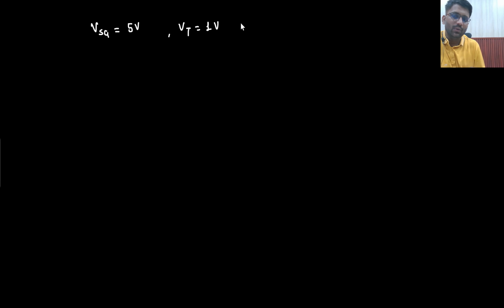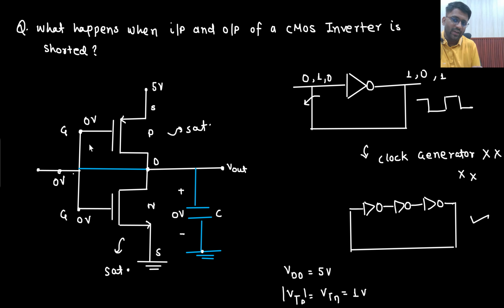So now it is turning on, because VSG is greater than VT. It is turning on and it is in the saturation region. That means it will drive some current. In which direction will it drive the current? From higher potential to the lower potential. That means in this direction it will drive some current.